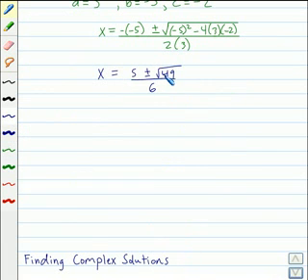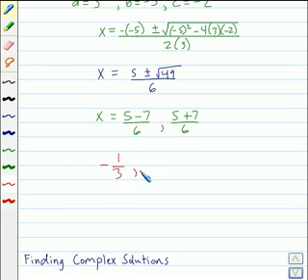and the square root of 49 is 7. So to get our solutions, we're going to take 5 minus 7 and divide it by 6. And we're going to add 7 to 5 and divide by 6. That gives us two solutions, negative 1/3 and positive 2.